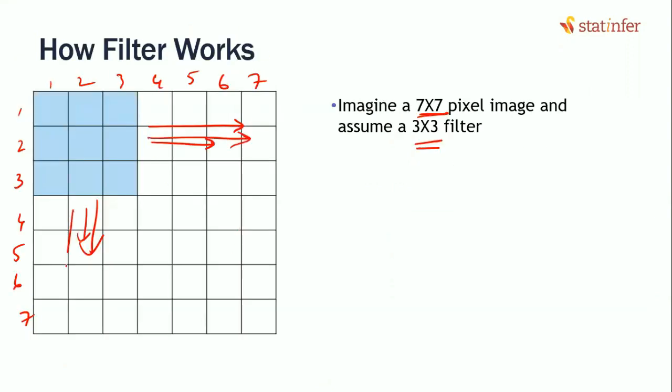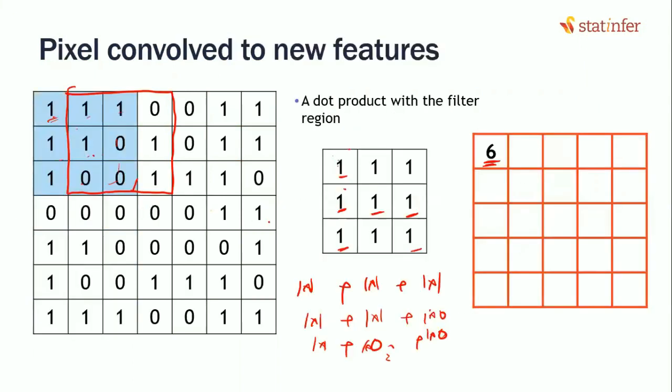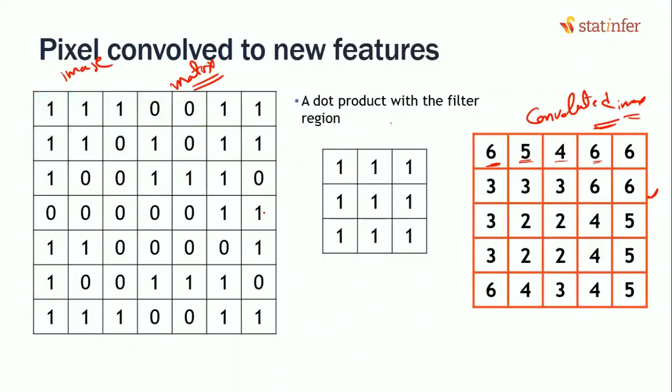You move the filter in 2D, this way and this way. Conv 2D it is known as. The layer name is Conv2D. You move it across the rows and columns. You keep on moving that side and this way. So a new image will be formed when you apply a filter.